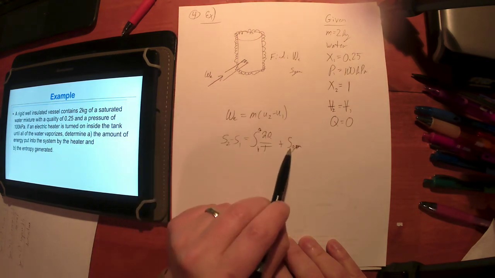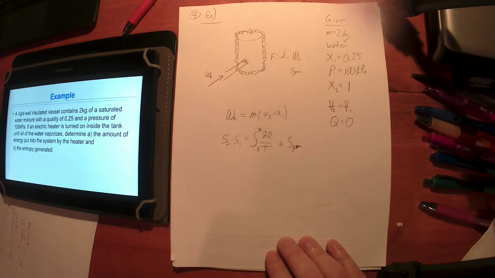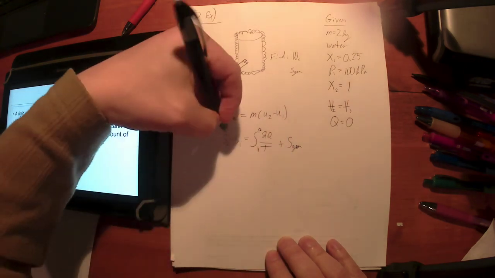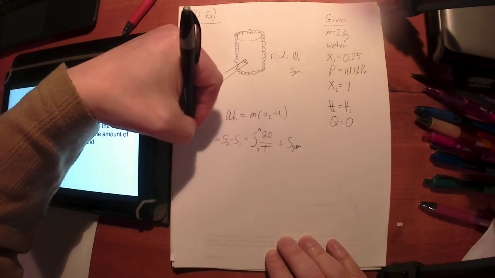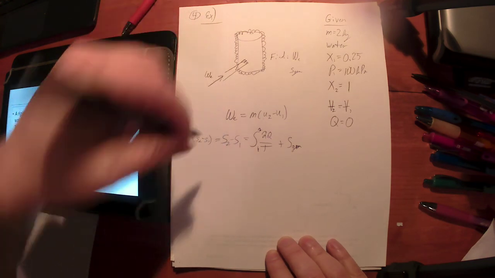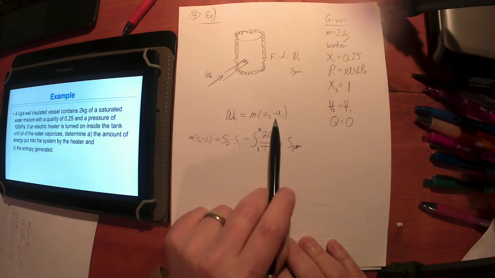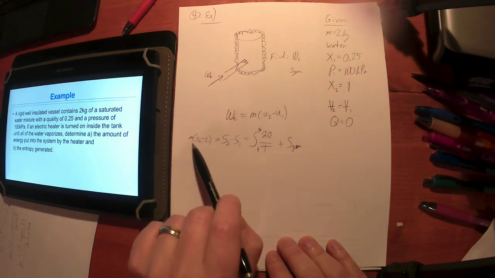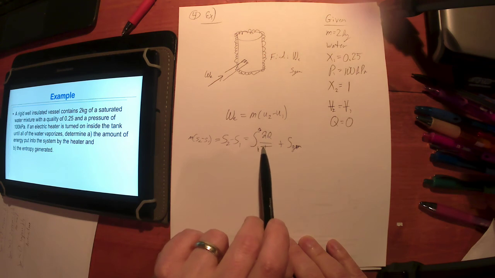Well, here's what we're looking for. Now this delta big S here is just going to be m times little s2 minus little s1. I would suggest if I can find u's, I can find these s's. I already know the mass. What do I know about the heat transfer here?